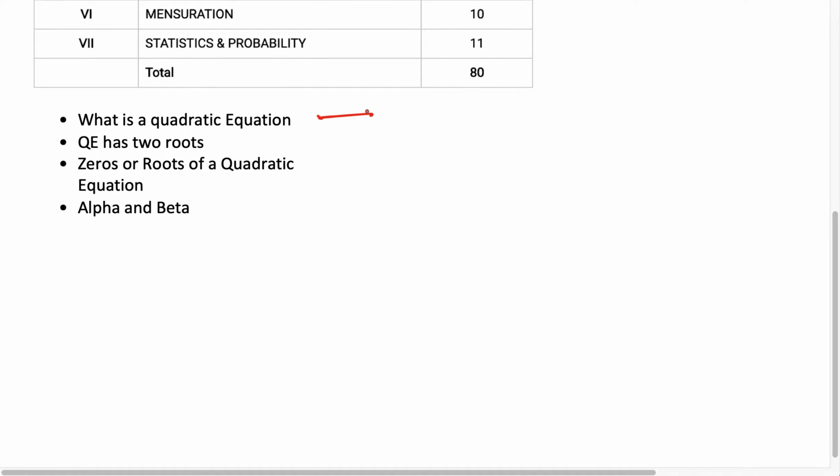So what is a quadratic equation? A quadratic equation is something that has degree 2. What is degree 2? Degree 2 means the highest power of the variable should be 2. It should not be more than 2, it should not be less than 2.